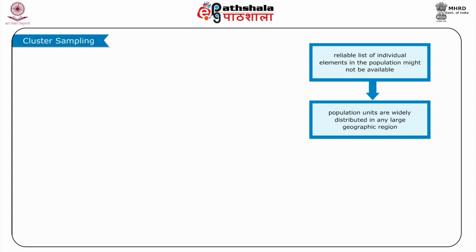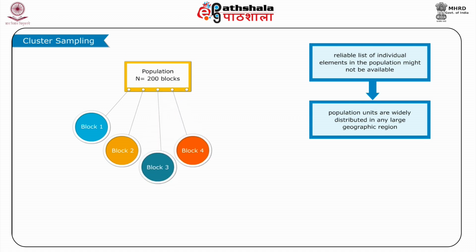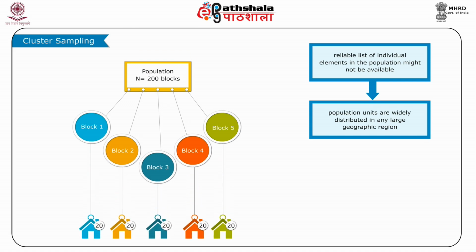For example, we want to estimate health insurance coverage in a city having 200 blocks. Out of these, we can select, say, 5 blocks and from each block interview 20 households. This implies that a listing frame of only 5 blocks needs to be prepared, which means that less time and cost will be required. The blocks are called the primary sampling units or clusters. The households are called secondary sampling units.